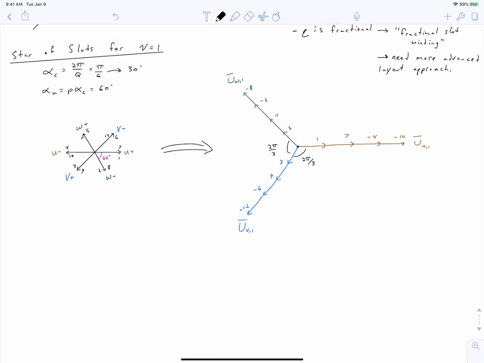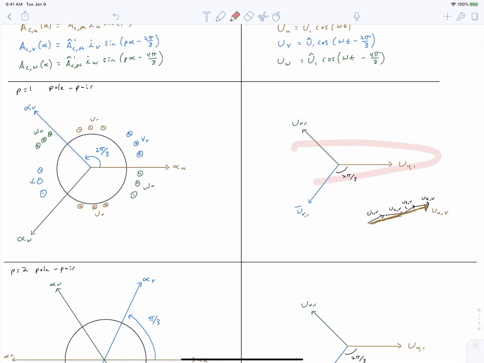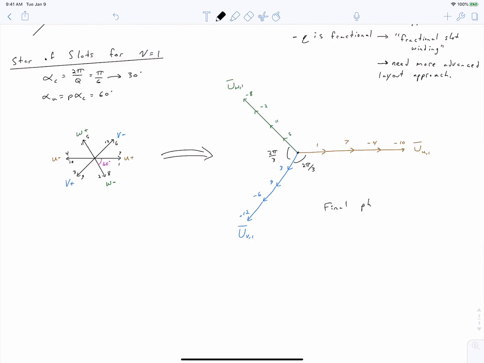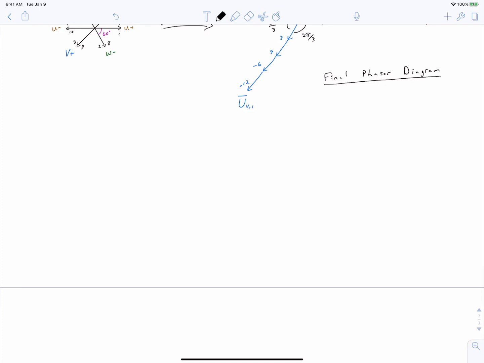And so you can see that from the voltage perspective, we've accomplished what we wanted. We have gotten our 3-phase voltages separated by 120 degrees. We've created this circumstance here. And finally, we can use this information to construct our winding schematic.